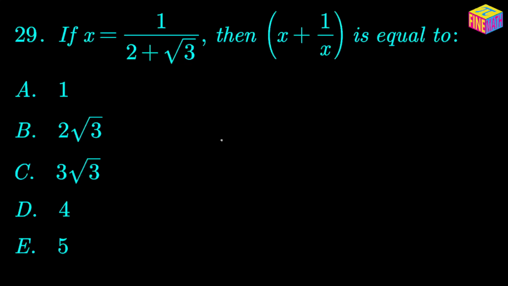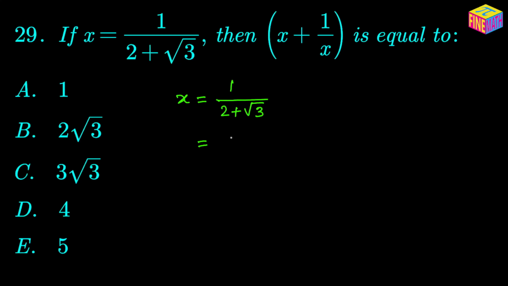So let's get started. The question says, if x is equal to 1 over 2 plus square root of 3, then x plus 1 over x is equal to which one of these answer options? So we have to essentially calculate the value of x plus 1 over x. Now, what is x? Well, x is equal to 1 over 2 plus square root of 3.